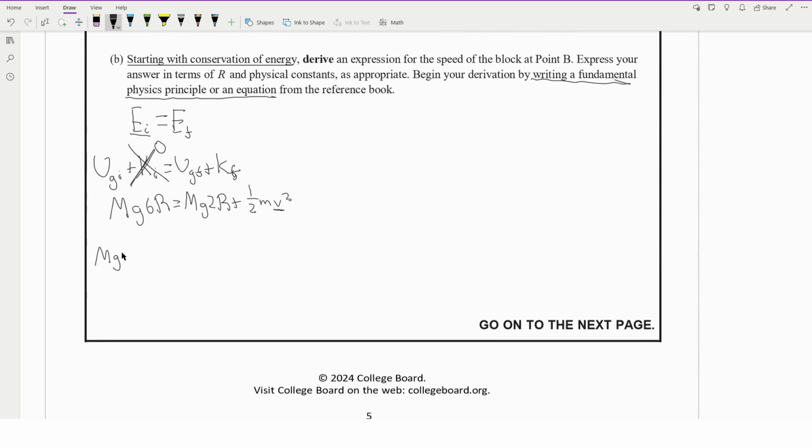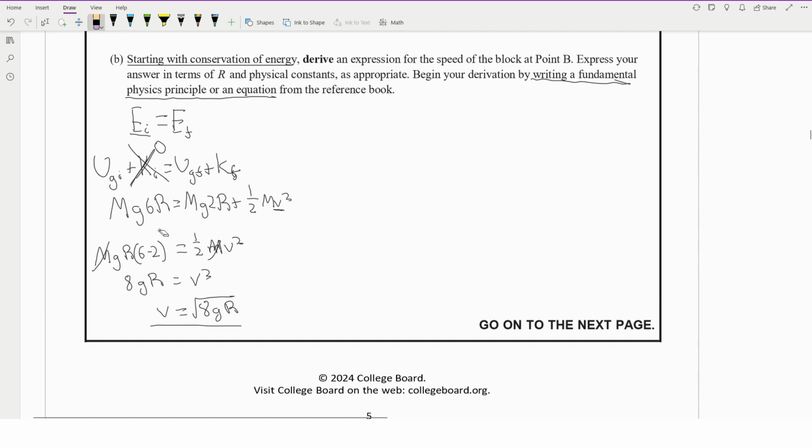mgr times 6 minus 2 equals 1 over 2 mv squared. I might change this to a big M. We can cancel out the M. This becomes a 4 multiplied by 2 is 8. 8gr equals v squared. So v would ultimately be equal to root 8gr. And that would be your final answer.